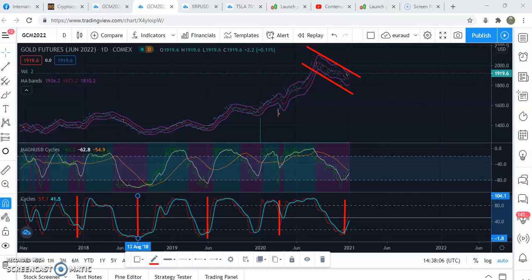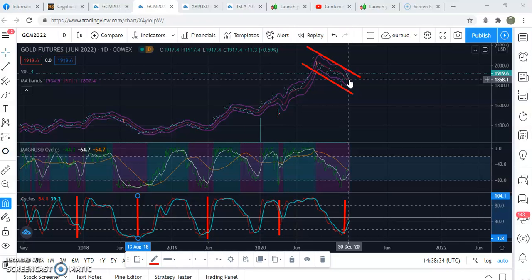Let's start with gold. As you can see here, it seems that we have started with a new cycle. I've been detecting a 7-8 months cycle for gold. This one is a daily chart. Now what we see here is actually that the price is enveloped inside the descending channel, which means we should be awaiting confirmation before buying gold.